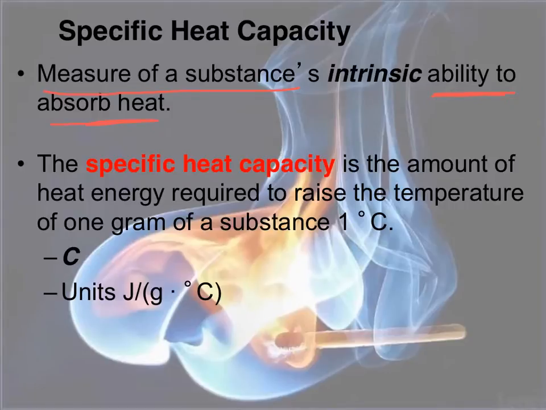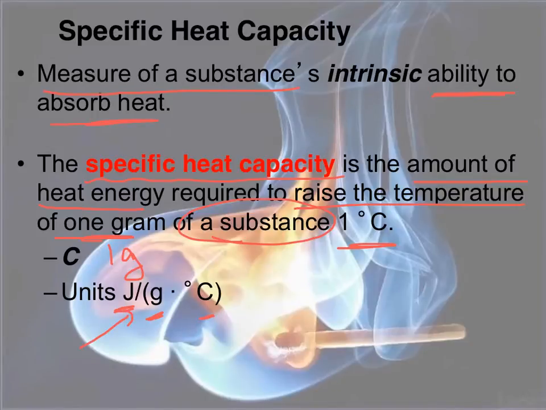So the book definition of specific heat capacity is the amount of heat energy that is needed to raise the temperature of 1 gram of that substance by 1 degree Celsius. So the units are joules over grams times Celsius. So let's think about the definition as we look at these units.